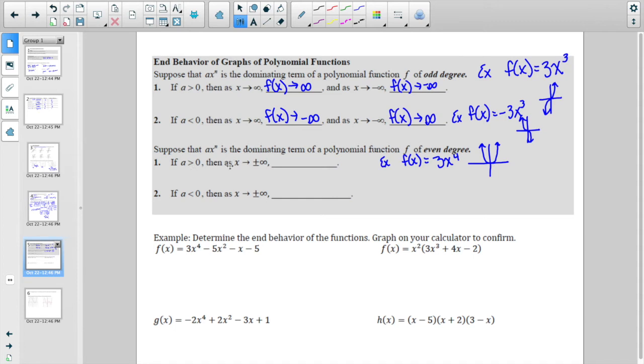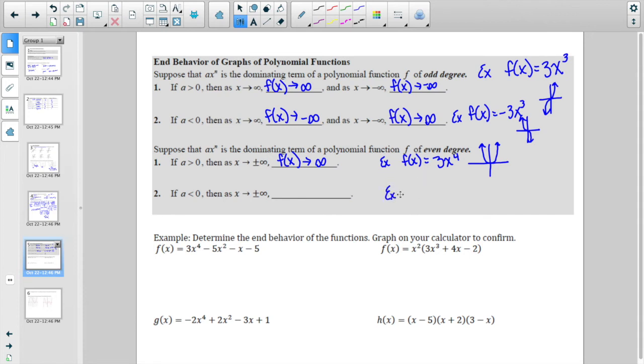Now notice as x goes to positive and negative infinity, they go the same direction. So you can actually put this into one statement. You don't have to do two statements like up here. These went different directions. One end went up, one end went down. These are going the same direction. So if this value, the coefficient, is positive, then f of x goes to infinity, positive infinity. We don't need to put the positive.